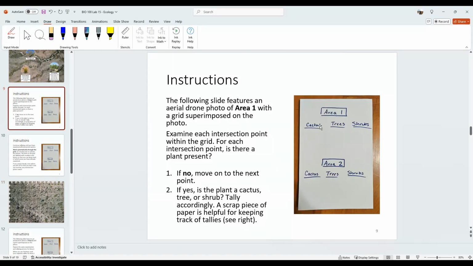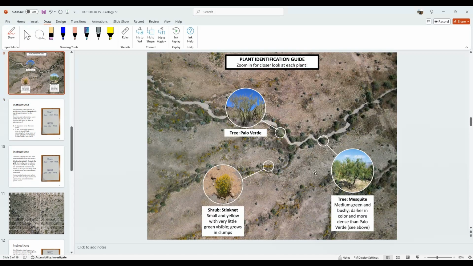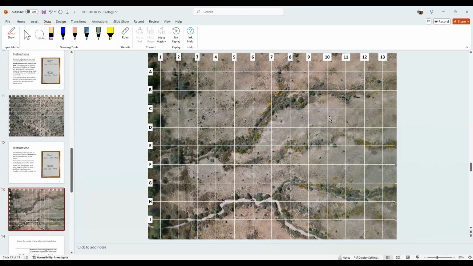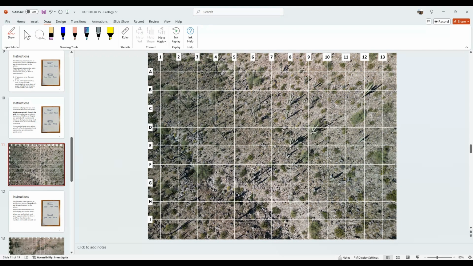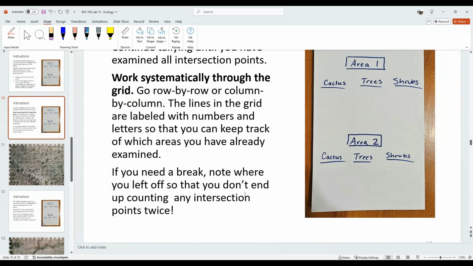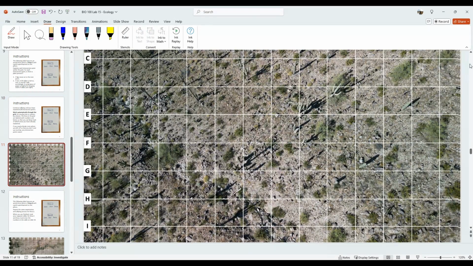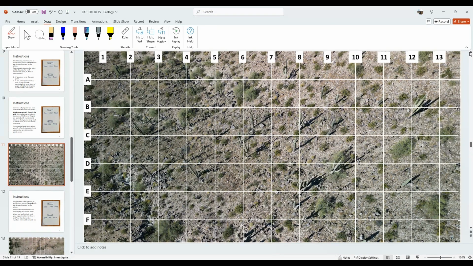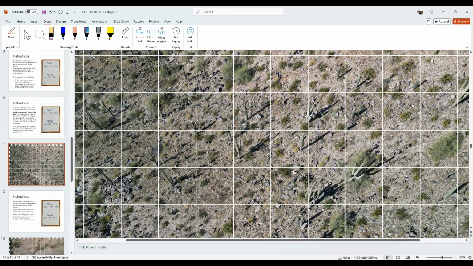And so as you go through, you would tally every time you look at a grid intersection point and you see a cactus, tree, or shrub underneath it. And then this second row would correspond to area 2. Area 2 is this photo right here. And so let's do an example of this together. So I'm looking at area 1 right now. I'm going to zoom in and I'm going to start in the upper left-hand corner here of the picture. Actually, let's zoom in a little bit more.